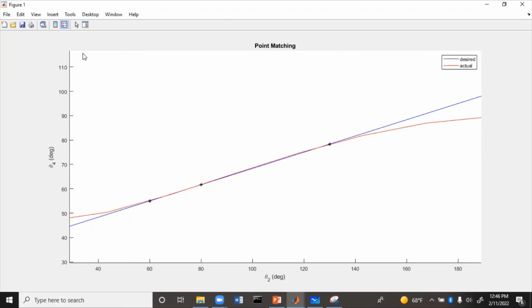So we've got the 60 degrees. So this is 60 degrees here for theta 2 and 55 degrees for theta 4. Then this one is 80 degrees for theta 2 and 61 for theta 4. And then finally, we have 130 degrees for theta 2 and 78 degrees for theta 4. So you can see that the function matches at these specific points, although above it and below it, it's not real close.